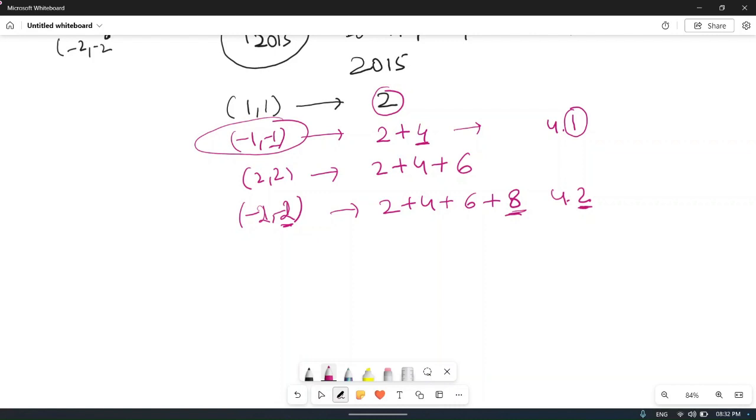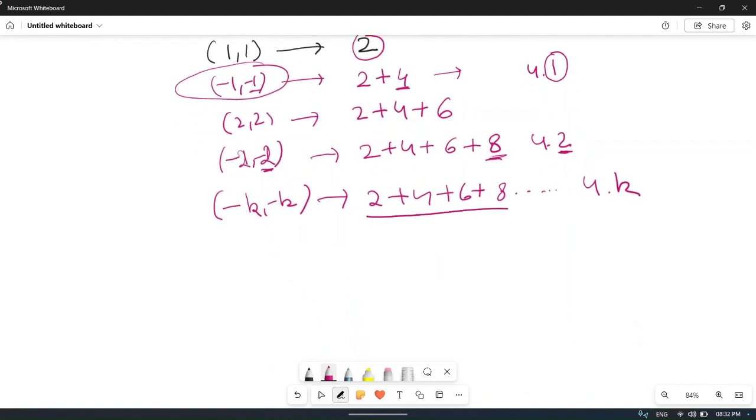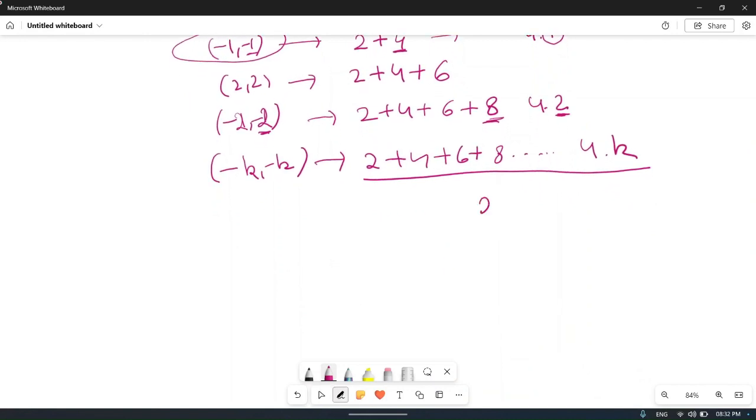So I can make a rule. If I reach minus k comma minus k, I would take 2 plus 4 plus 6 plus 8 and so on up to 4 into k steps. So how many steps would it be? I want to just roughly calculate if it is reaching 2015.